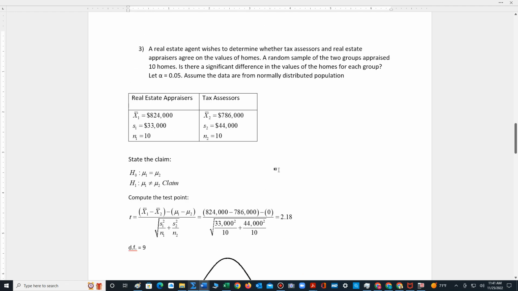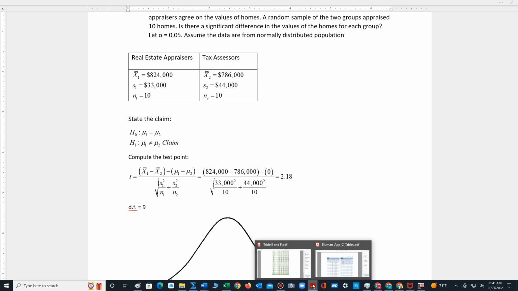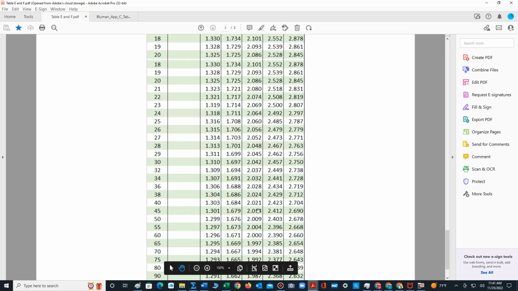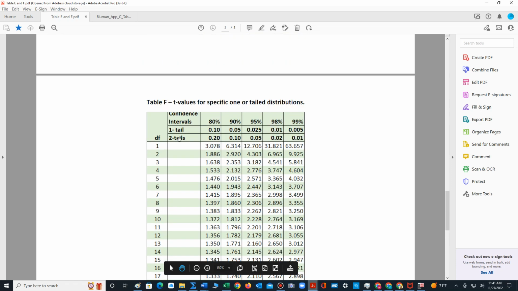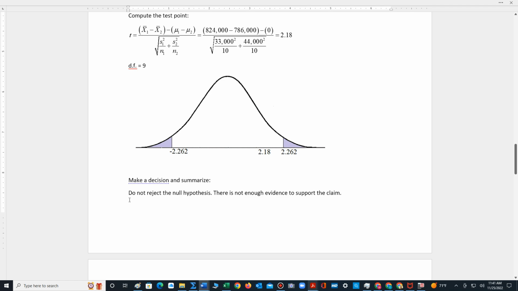Let's look up the critical values. So it's a two-tailed test, 0.05. We go down to 9. That's 2.262. So we have a negative 2.262, a positive 2.262, but the test point falls between the two critical regions. Thus, we do not reject H naught, and we summarize by saying there is not enough evidence to support the claim.